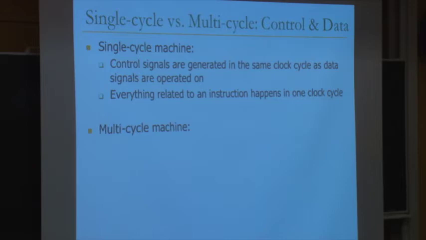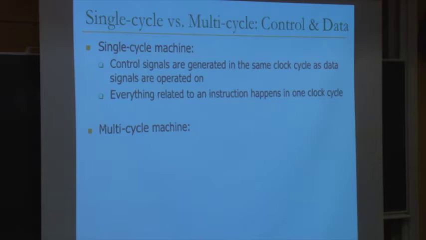Now, there's a disadvantage to this, right? You generate the control signals, which may take time, and they control the data path, which may take some other time. Maybe generation of control signals should be parallelized with the generation of data signals. That's another disadvantage of the single cycle machine, right? That's another way of improving the performance of a machine. But we'll get to multi-cycle machine.